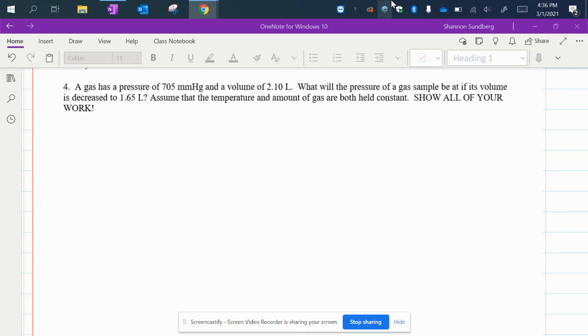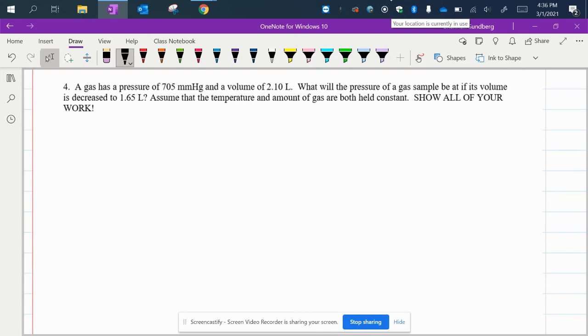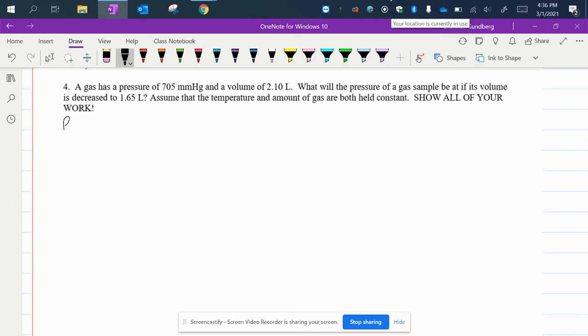So the first thing I always like to do is write out my variables. So I have P1, V1, P2, V2. The reason why I didn't write T1 and T2 is because it told me right here, assume that the temperature and the amount of gas, but mainly that the temperature, is held constant. If something is held constant, you're not going to use it inside of your calculation.